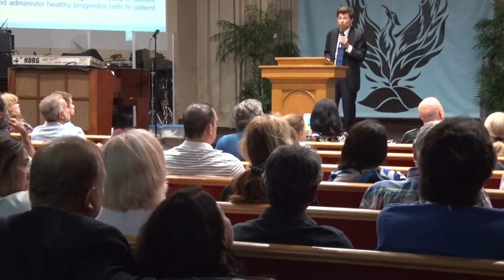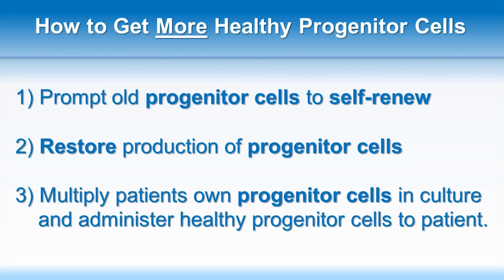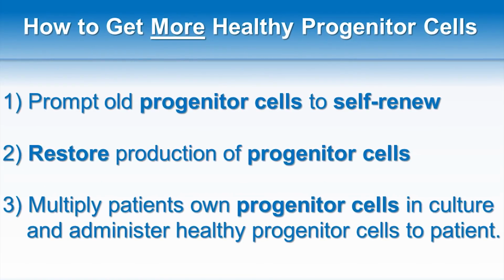So this is really good news that we know how, through several different mechanisms, to restore progenitor cell function, to renew existing progenitor cells and produce new ones. So these are 3 different ways, and there's actually many more, that we could theoretically reverse aging in people if we only put enough effort into it.